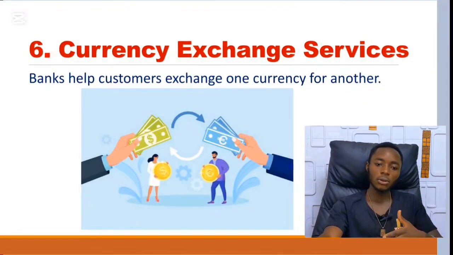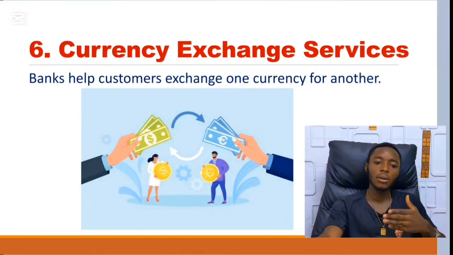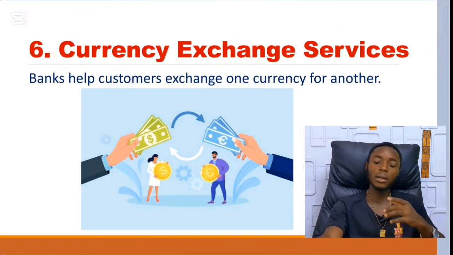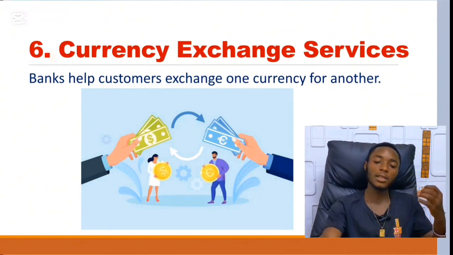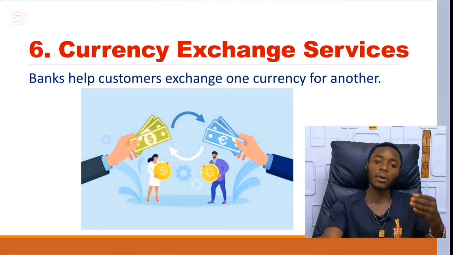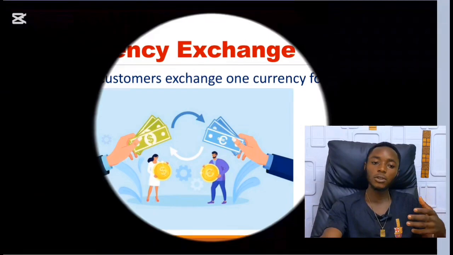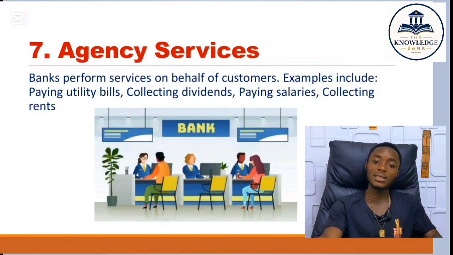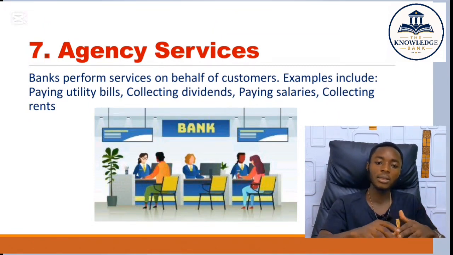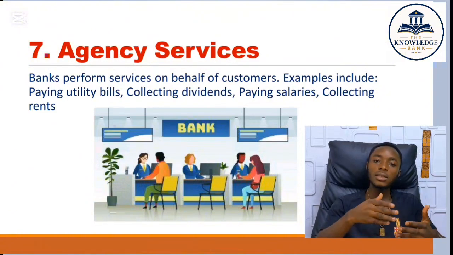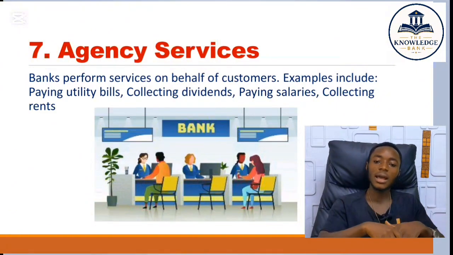The next function of a bank is currency exchange. Banks help customers exchange one currency for another. For instance, a bank can help us exchange United States dollars for euros or francs CFA into American dollars. So that's one of the functions of a bank. Lastly, we have agency services. Banks perform services on behalf of customers. Examples include paying utility bills, collecting dividends, paying salaries, and collecting rents.